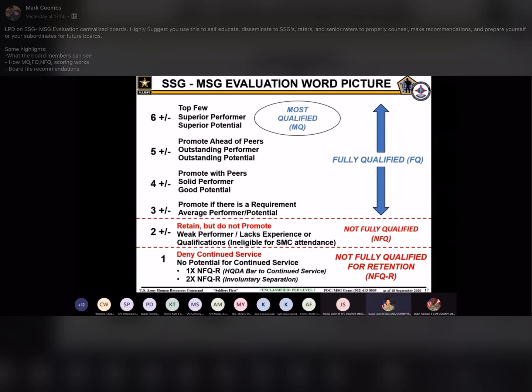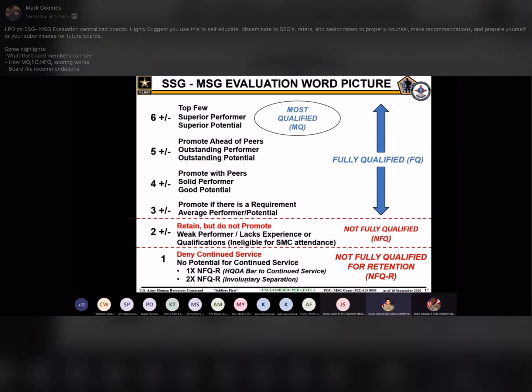I see, Sergeant Major, you have a question? Yeah, we have a question in the field. It says, do the points that you're awarded, like the 6+, the 5+, have anything to do with where you're placed on the OML? Yes, it does. So I'll move forward.